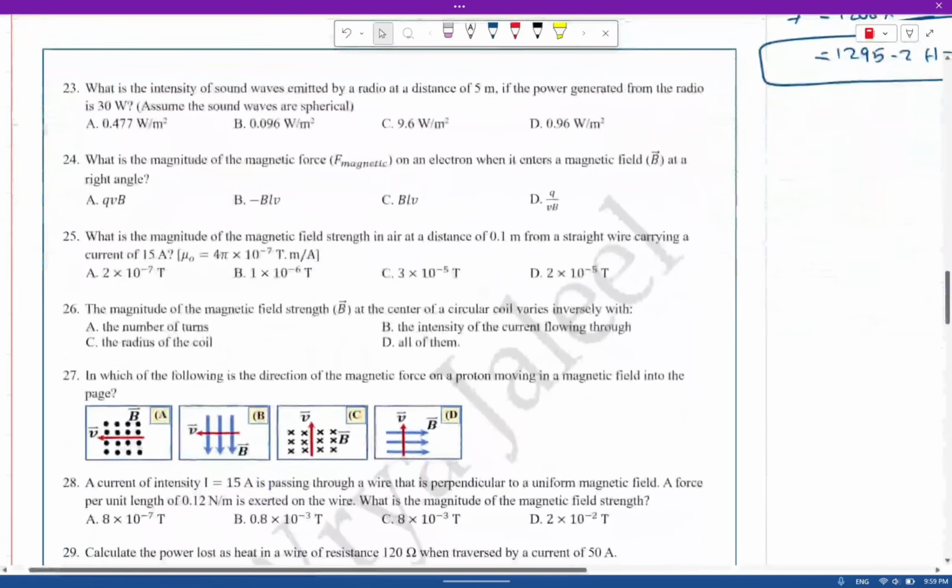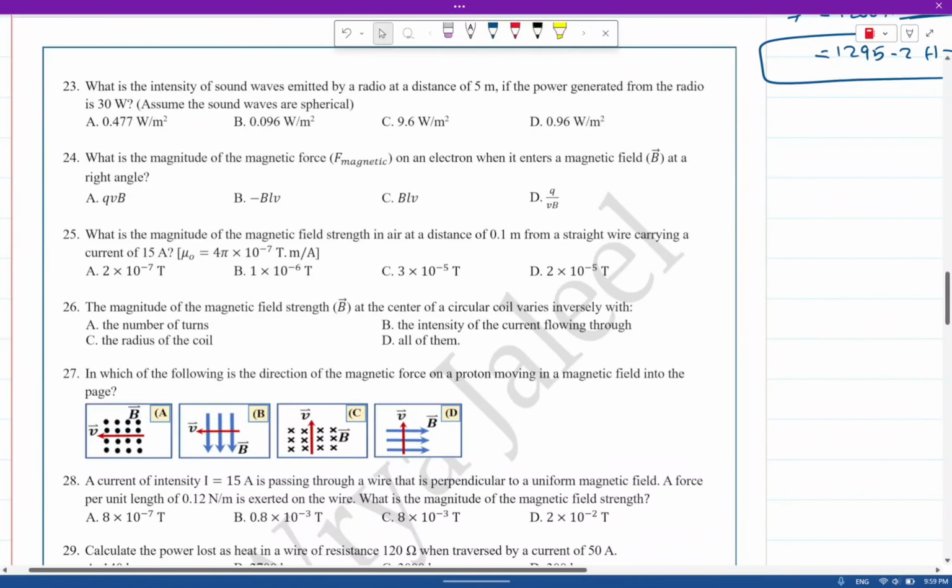0.75. All right, the next question says, what is the intensity of sound waves emitted by a radio at a distance of? So we have a distance. If the power generated from the radio is 30 watts, so here's the power. It says, assume that the sound waves are spherical.